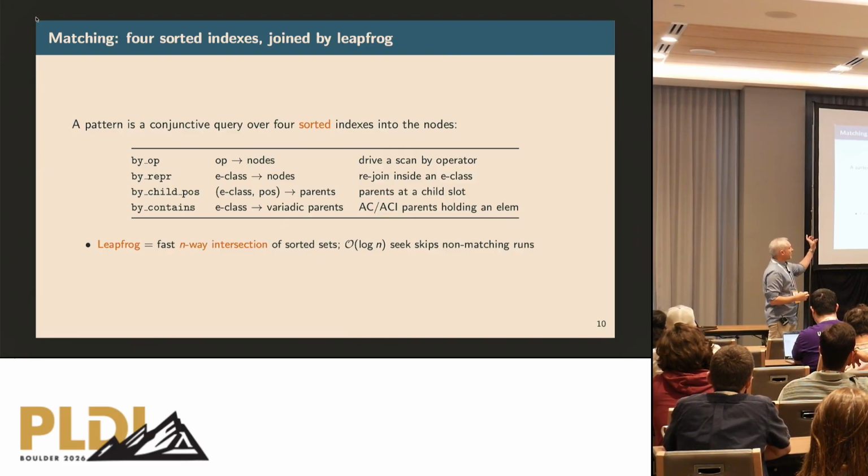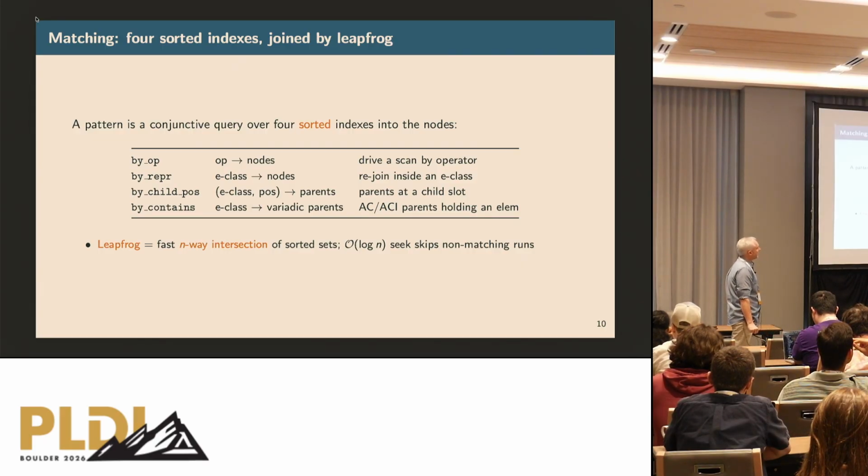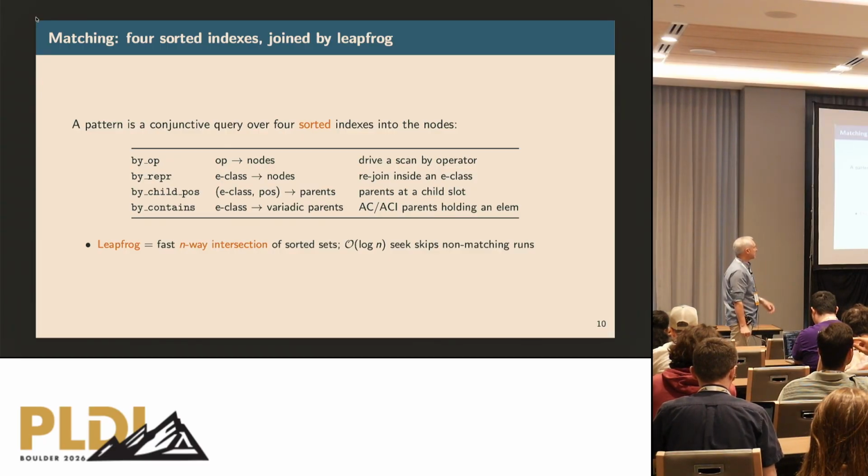So parents at the child slot, basically. So these are for the traditional nodes with fixed arity. And for nodes that are variadic, we just index them via one of the children they can contain. So we have this index that goes from an e-class identifier to all the variadic node parents that have that child somewhere in their child list. So we can index into AC and ACI nodes like this using a single index.